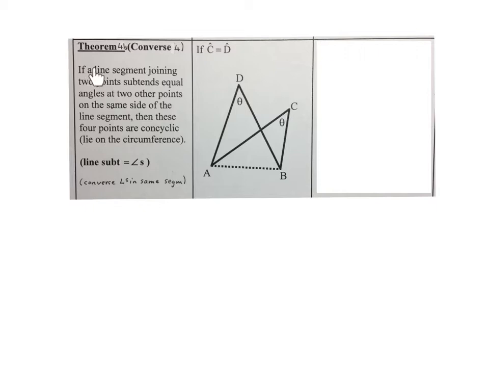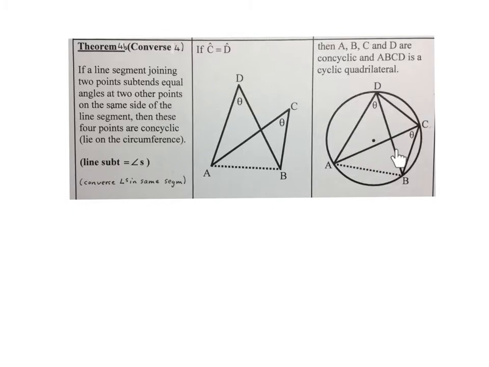It says here, if a line segment joining 2 points, that's the dotted line there, subtends equal angles at 2 other points on the same side of the line segment, then these 4 points are concyclic. They lie on the circumference of a circle. The abbreviation we will use is line subtends equal angles, or converse angles in the same segment. So if there is a line over there and it is sitting opposite 2 equal angles, this will be a cyclic quad, as indicated in this sketch. Just close that line over there, then we have a cyclic quad sitting with DABC on the circle circumference.